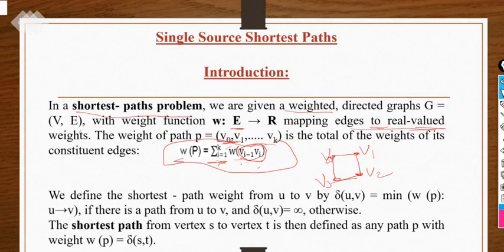This is the graph, and some weights are there: 1, 2, 3, 4. So v0, v1, what is the weight? 1. Then we can write this formula like this: 1 into the edge v0 v1, where v0 and v1 have the weight 1, plus the edge v1 v2, 2 into v1 v2, and so on, containing all the constituent edges in the graph, right?